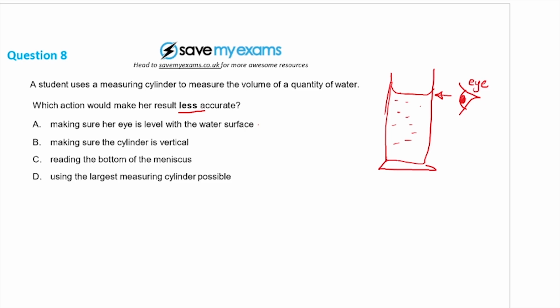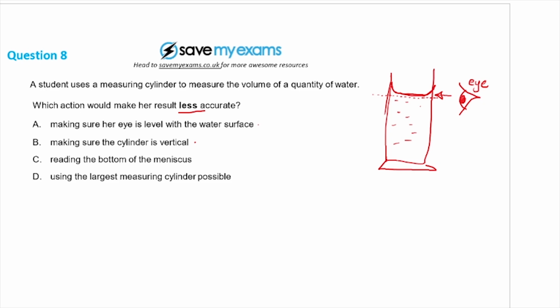Then we have making sure the cylinder is vertical. Yes, when the cylinder is vertical, it gives you accurate results. Reading the bottom of the meniscus. Yes, this is the meniscus right here, and you're supposed to read the bottom right there. So the bottom of the meniscus is the correct reading. That is true.